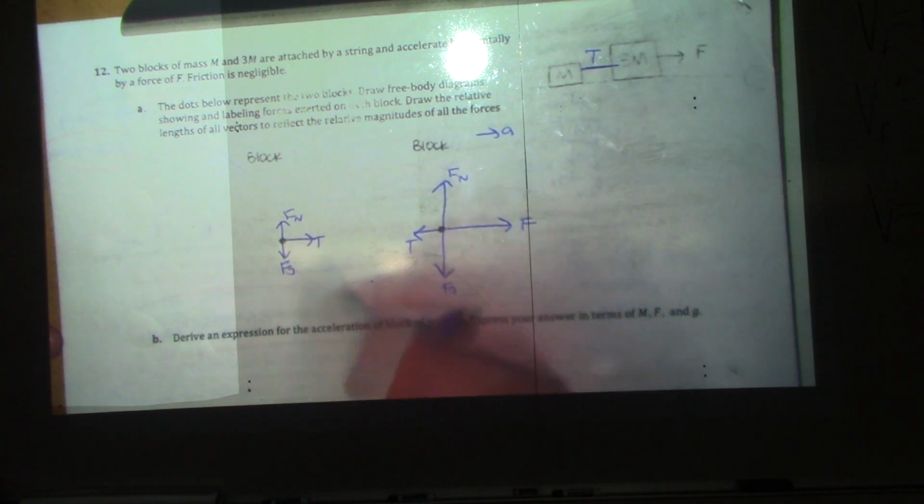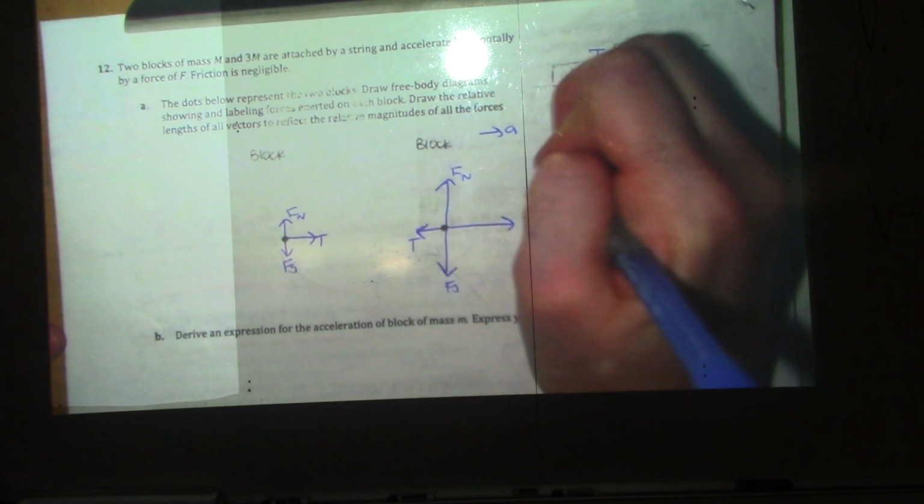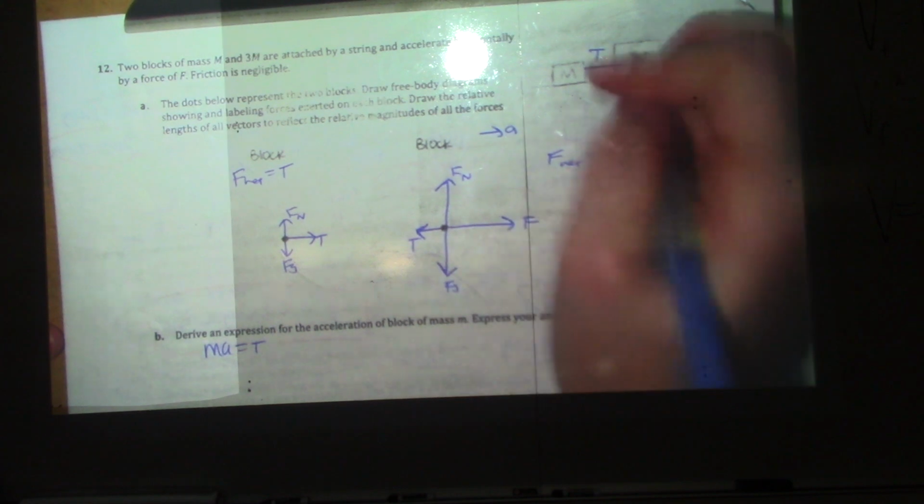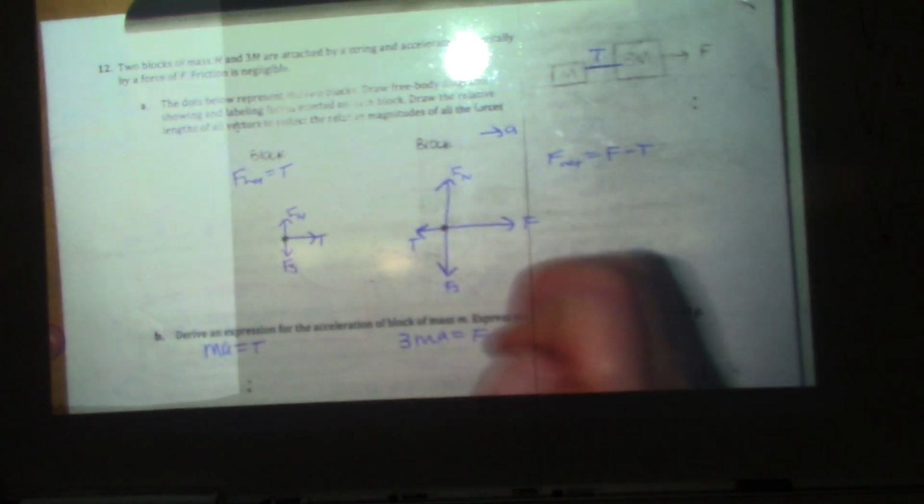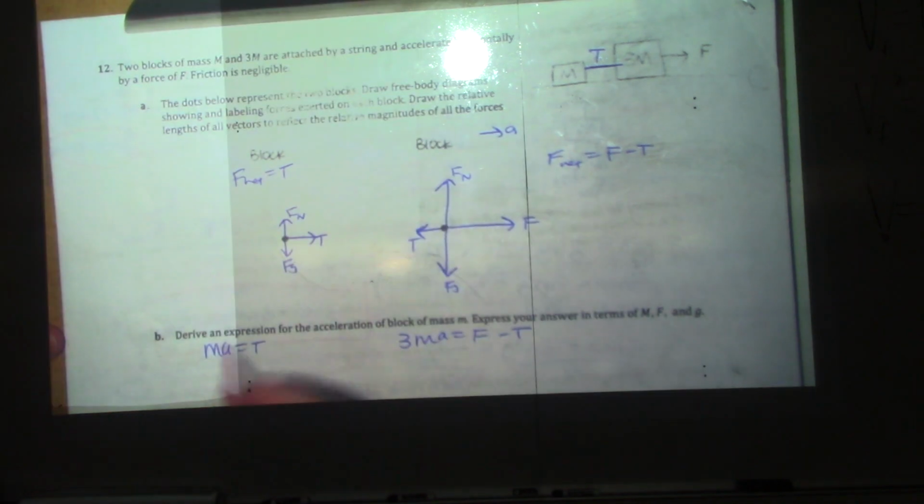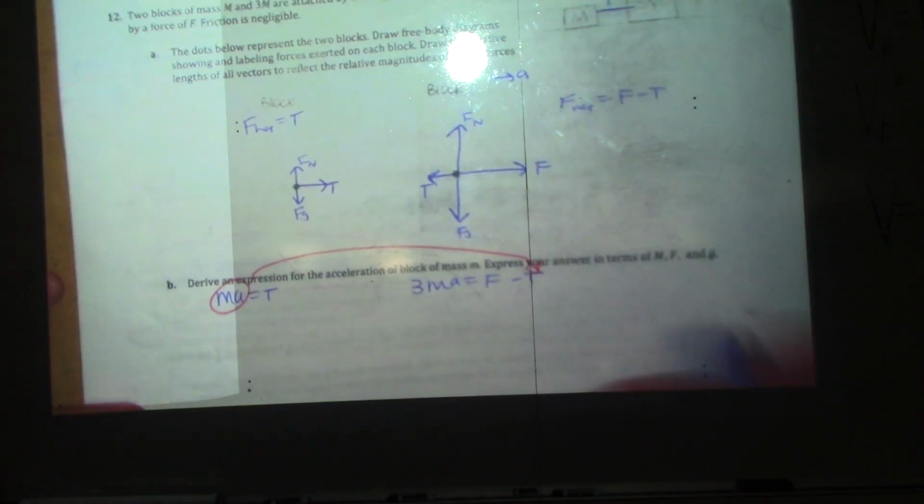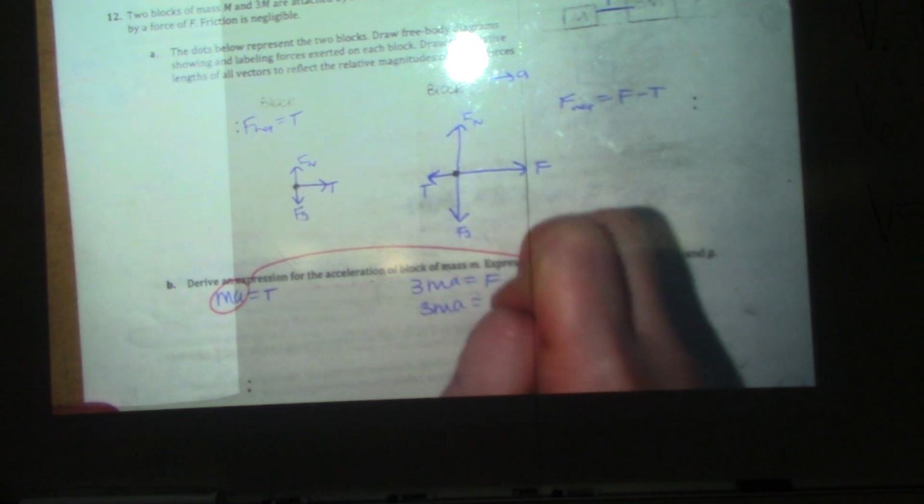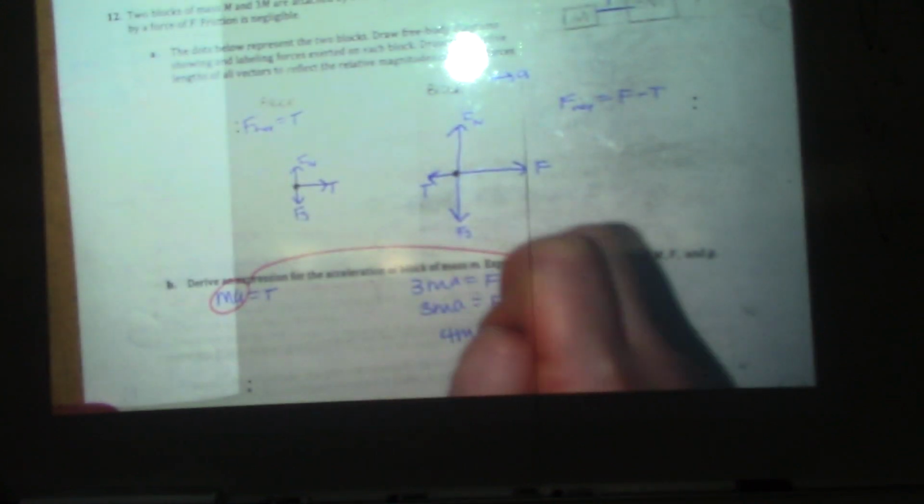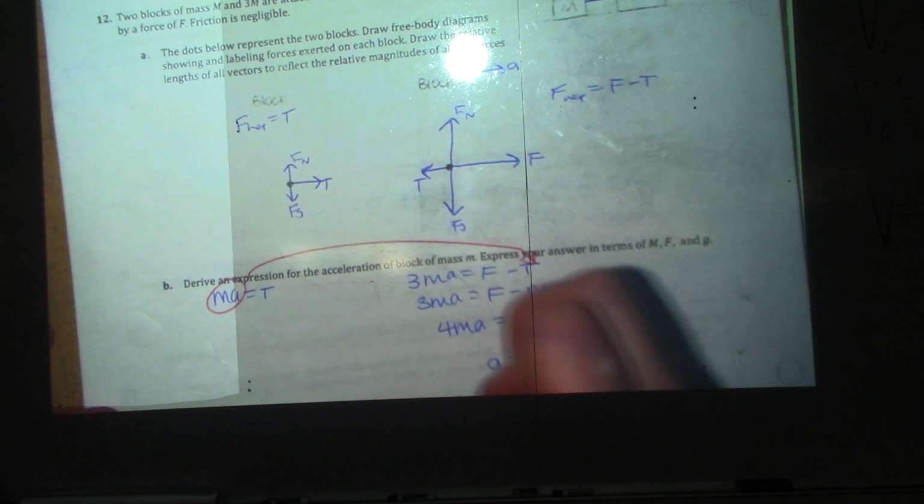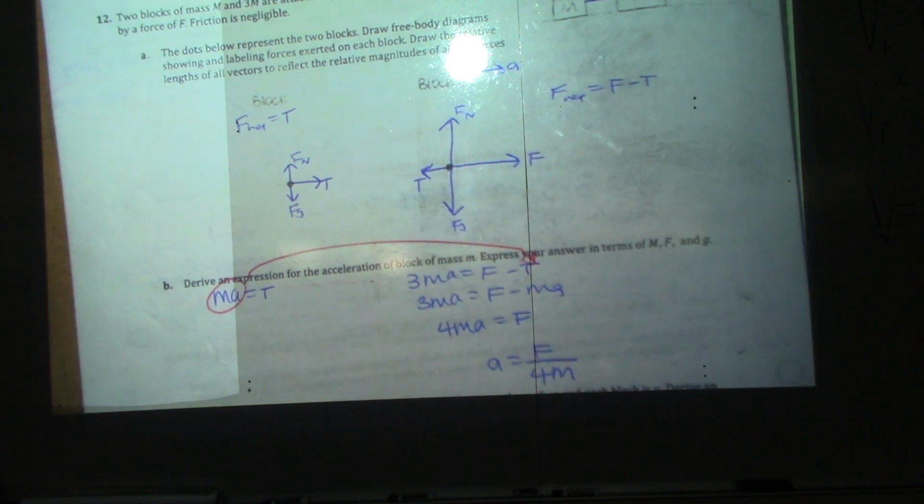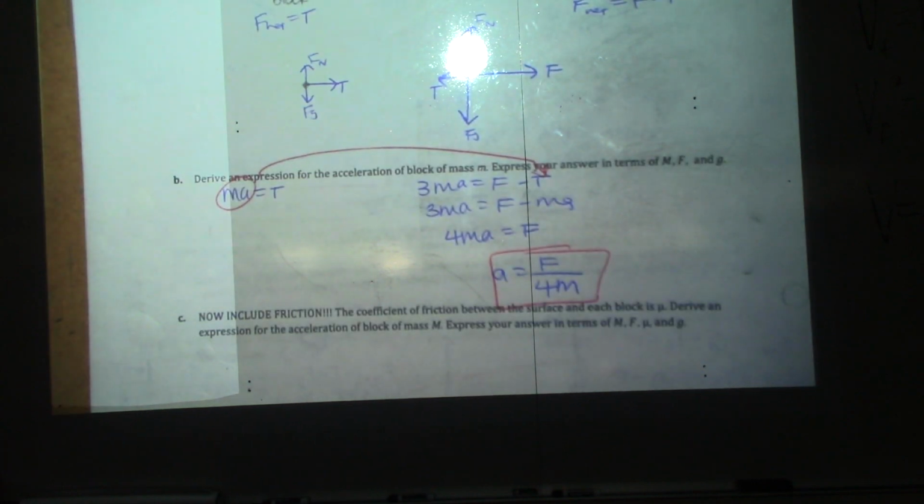I'd be checking to see if those are the same lengths. So the net force is just F minus T. This net force is T. Now I replace, this one was M, so Ma is T. This one has a mass of 3m, so 3Ma is F minus T. T we can just substitute in. This T is Ma. 3Ma is F minus Ma, add over, 4Ma equals F. I'm looking for acceleration, so a is F over 4m.